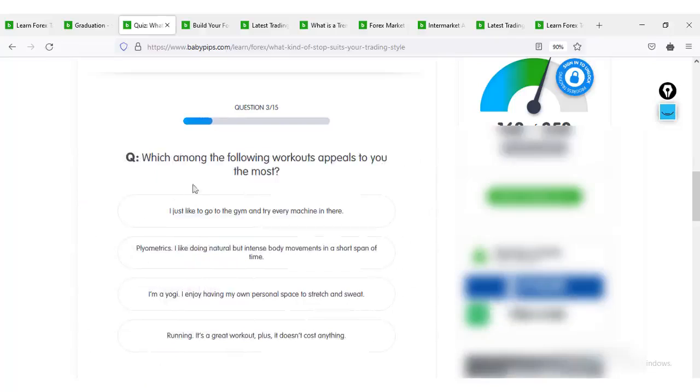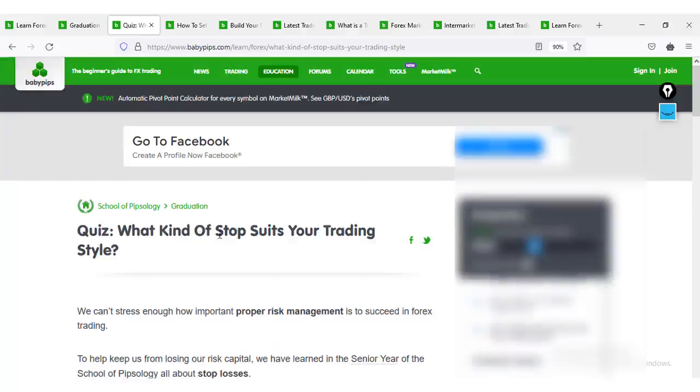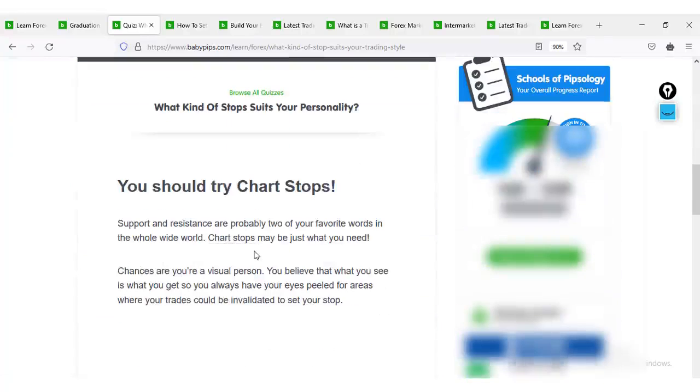So I'll pause this video right now, and I'll come back to you once I'm done. So guys, welcome back. I finished the quiz, which says what kind of stop suits your trading style. And after the quiz, I was told short stops. It told me support and resistance are probably 2 of my favorite words in the whole wide world, which I agree. Then short stops may be just what you need.